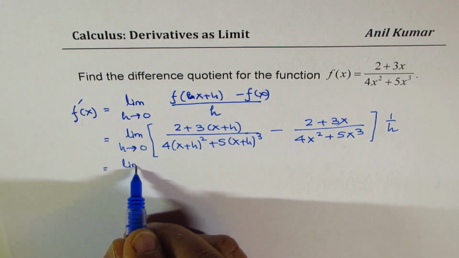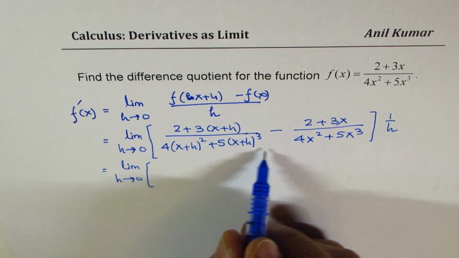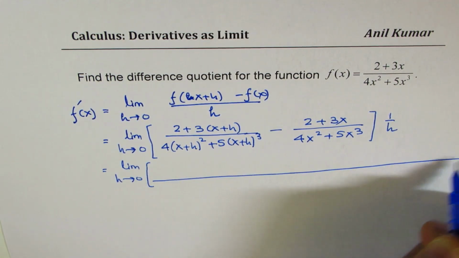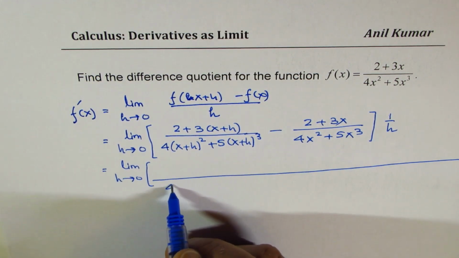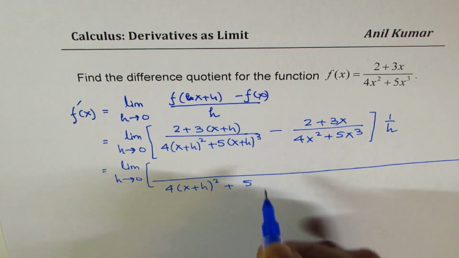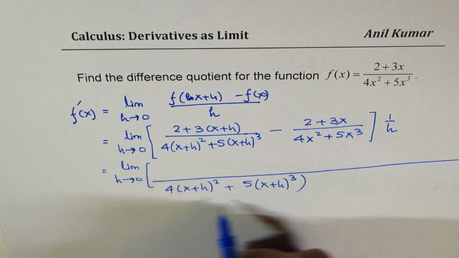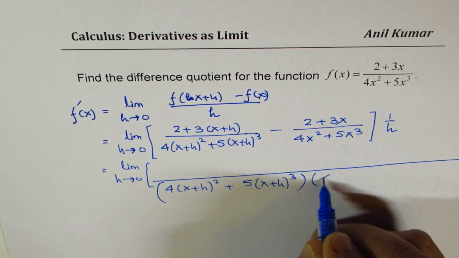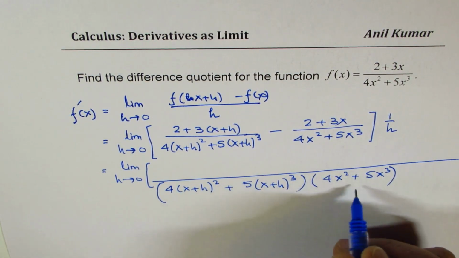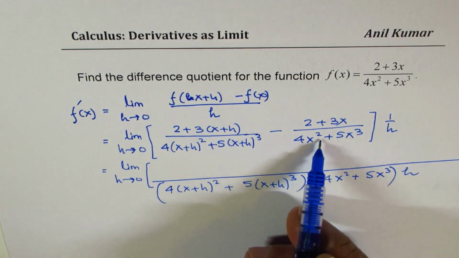Perfect. So I've avoided writing three layers of fractions, so that's a nice way. Okay, so let's continue. So we get the limit as h approaches 0. Now, as you do with rational functions, we'll take a common denominator. So the common denominator is all this, that is to say, (4 times (x plus h) whole squared plus 5 times (x plus h) whole cubed) times (4x squared plus 5x cubed). When we multiply it, we can always write h in the denominator. Correct. So here we'll cross multiply.